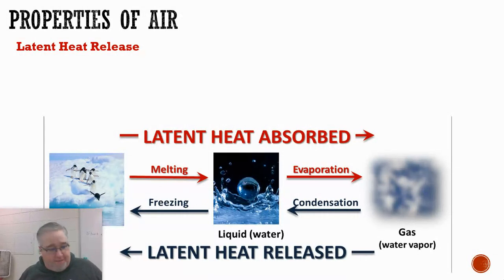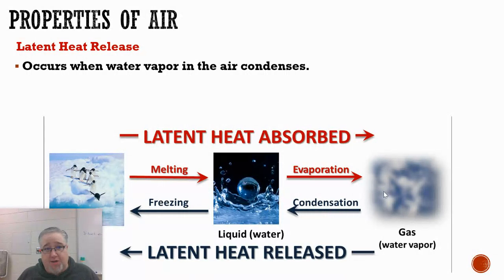is a property of air called latent heat. We call this latent heat release. This picture here, this is probably familiar to you, right? You might remember from chemistry class or maybe even middle school science. These are your four phase changes, right? Melting and freezing, those two are opposites, right? And then evaporation and condensation.